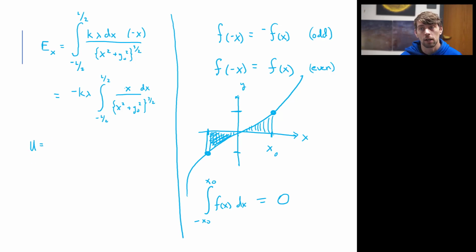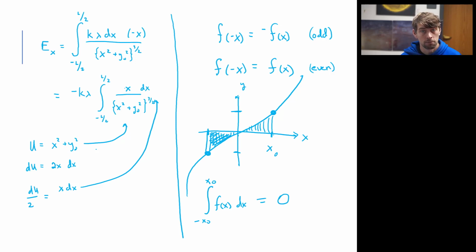So let's try u equal to x squared plus y naught squared. That means that du is equal to 2x dx, or that du over 2 is equal to x dx. And so we can take those two ideas and substitute them into our equation. I will flip to the next page. So take a brief mental snapshot. You notice that, okay, negative k lambda, go ahead, take the antiderivative.